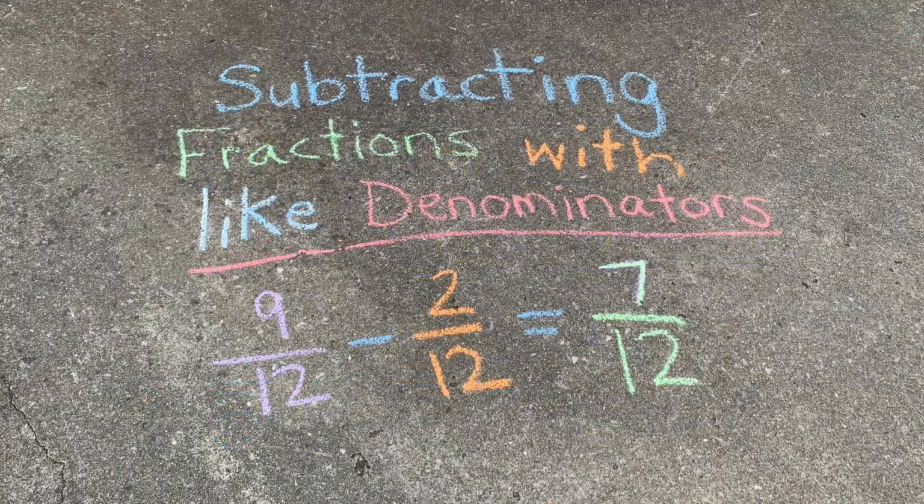The same is true when subtracting fractions with like denominators. You only subtract the numerators. The denominator stays the same. So if I have 9 twelfths and I subtract 2 twelfths, that's going to leave me 7 twelfths.